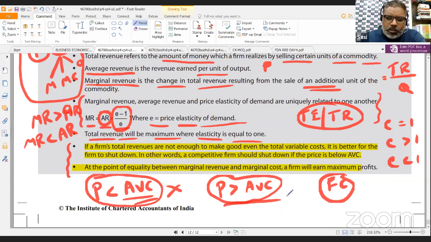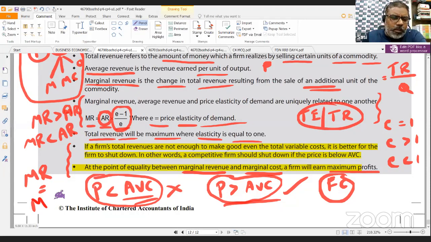That is a good phenomena when the price is more than average variable cost, irrespective of whether there is profit or loss. But definitely when price is less than average variable cost, there will be loss only. Not only that, the firm should shut down. That is one important principle, behavioral principle we can call it. And another important principle is where the firm will earn maximum profit. What is the point at which the firm will earn maximum profit? Where the marginal revenue is equal to marginal cost. This is another principle to be always remembered.